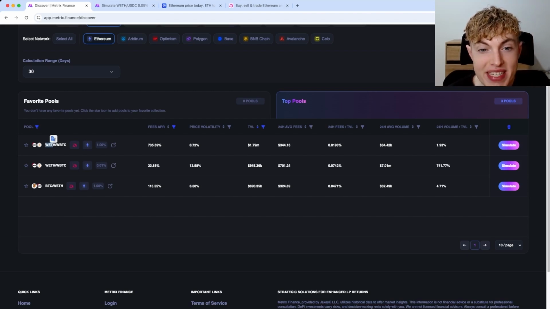This one says it's doing 735% APR. I can't imagine that would be consistent in the long term. And this one here says it's doing 33, almost 34% APR. This one has about $1 million TVL. This one has almost $2 million TVL, which isn't bad.